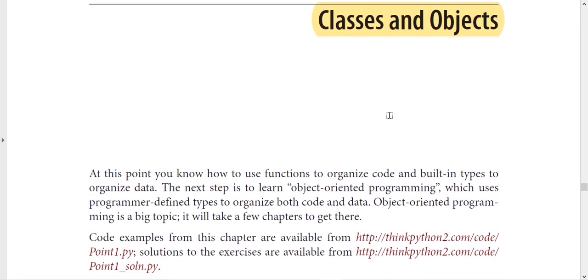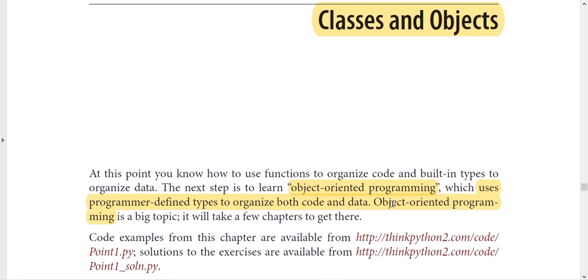So now, at this point, you know how to use functions to organize code and built-in types to organize data. The next step is to learn object-oriented programming. I have already given you an overview in the first example, but let me tell you more about object-oriented programming. In object-oriented programming, we use programmer-defined types to organize both code and data.